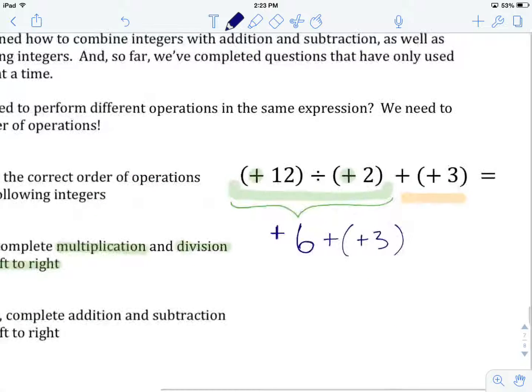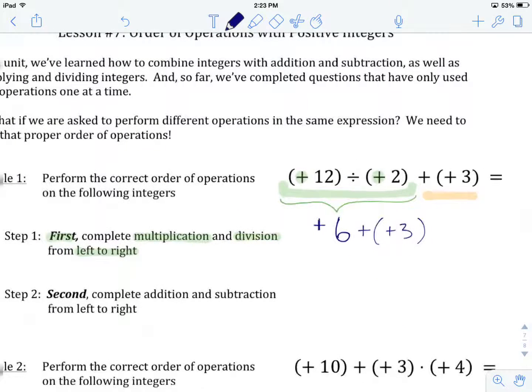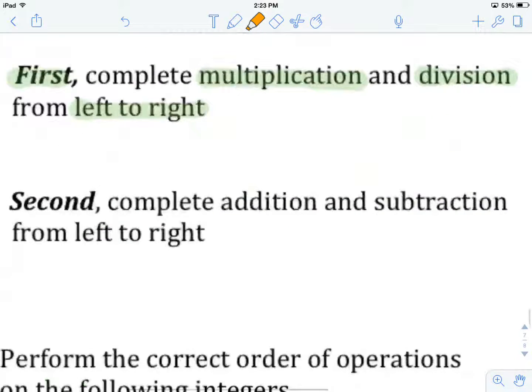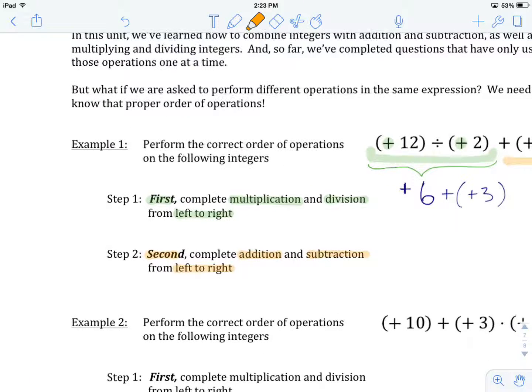So now let's take a look at step number 2. Step number 2 says, and I'm going to get my highlighter out here again, second, we are going to complete all addition and subtraction from left to right. So same idea here. We're going to start at the left, like when we're reading. We're going to stop when we see the first addition or subtraction and complete that operation.